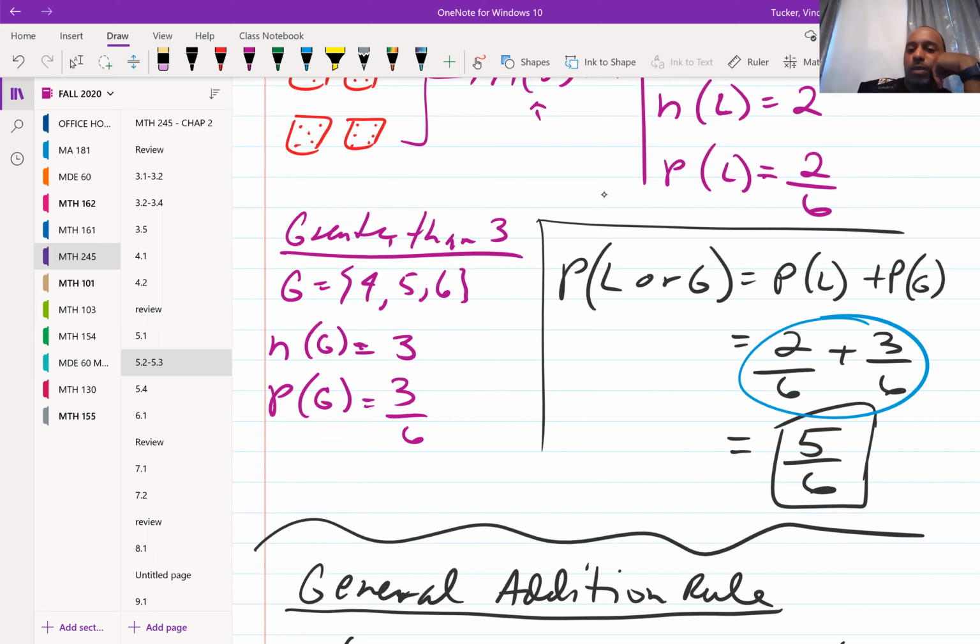All right. So take that 2 over 6, add it to the 3 over 6, and that gives us 5 over 6. That's our probability. Any questions before we look at the general addition rule?